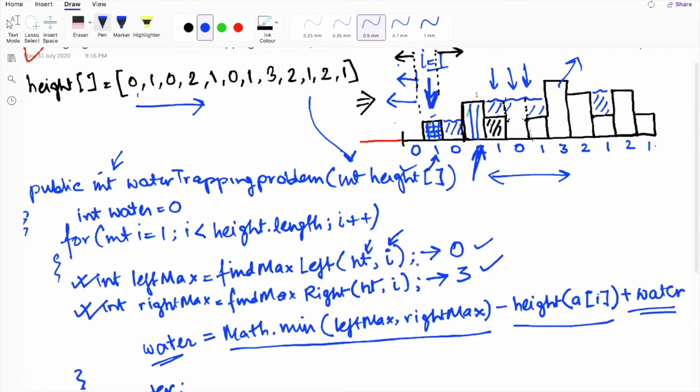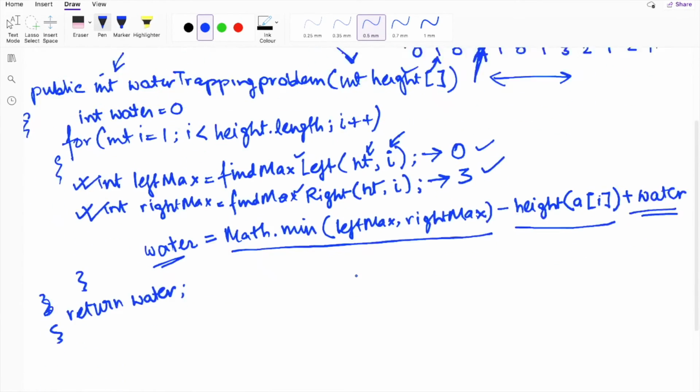Now the next step is very simple. We just need to implement these two functions over here, that is, find the maximum height of the block on the left side and on the right side. So let's start implementing that.